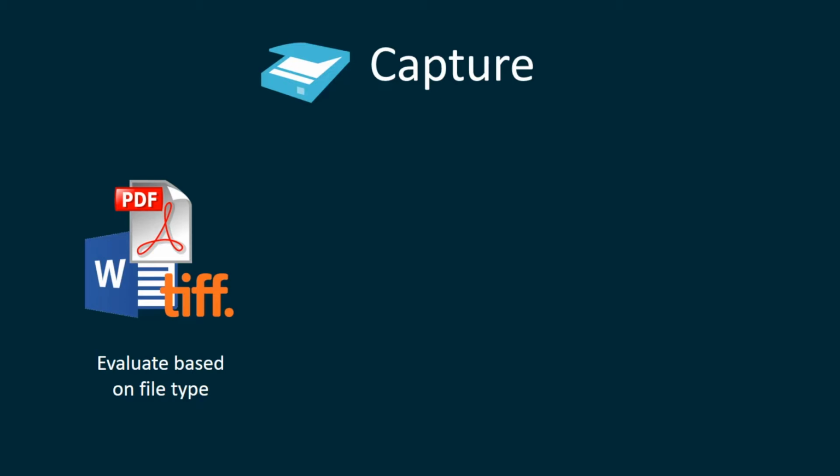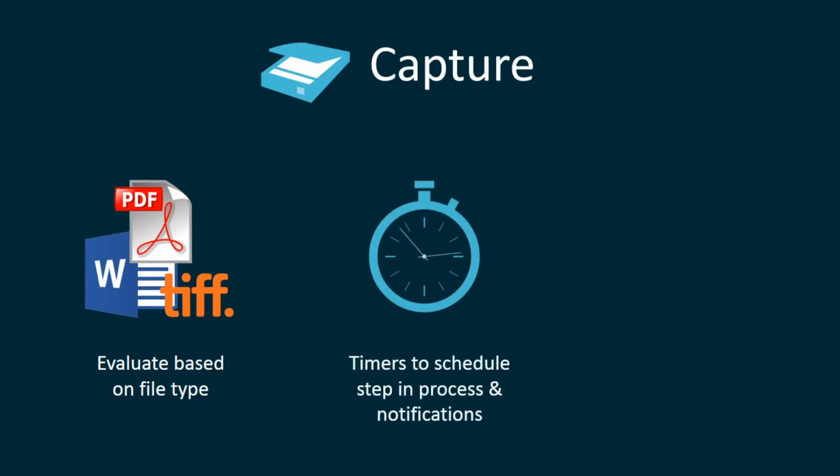And there are multiple other use cases for where the file type would be used to trigger a specific path of action. We've also added timers to schedule the steps within processes and to send notifications, and those could be a general report or a notification based on specific events or times.